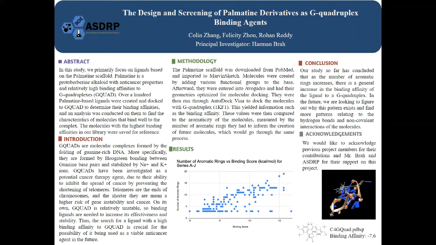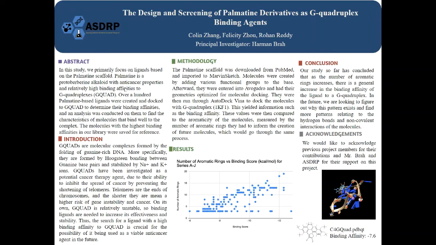We research the design and screening of palmatine derivatives as G-quadruplex binding agents. So in our research, we search for the characteristics of palmatine derivatives that lead to relatively high binding affinities to the molecular complex G-quadruplex, also known as GQUAD. The scaffold we chose for our molecules is palmatine, a protoberberine alkaloid known for its anti-cancer properties.